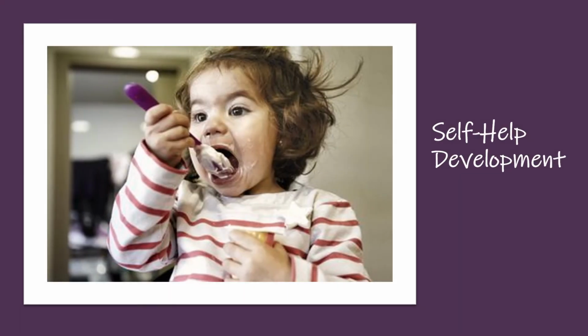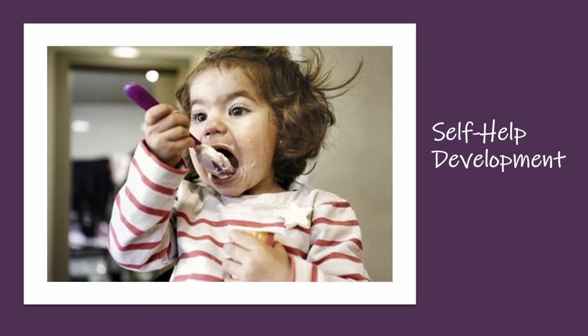Lastly, we have self-help development. Here you see a little girl standing and holding a spoon in her right hand and a cup of yogurt in her left hand. She's staring straight ahead. Her mouth is wide open as her right hand leads the spoon towards her open mouth. There's yogurt around her mouth, but only a small amount. Her grip on the spoon and yogurt cup is firm. She demonstrates coordination by using the spoon to scoop more yogurt from her cup and leading the spoon back to her mouth over and over again with minimal mess.